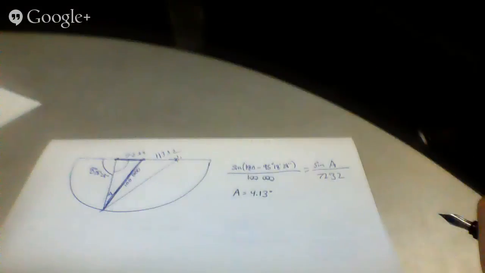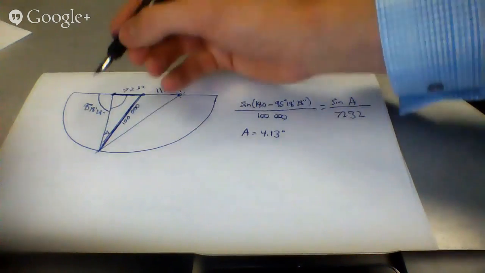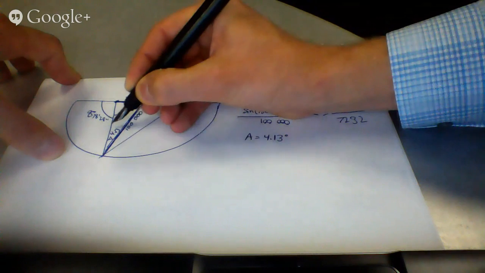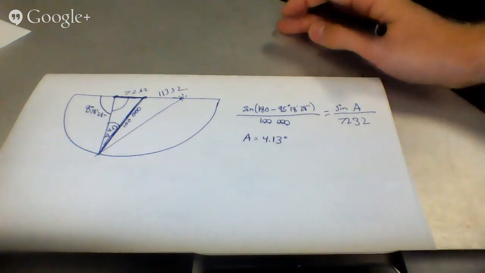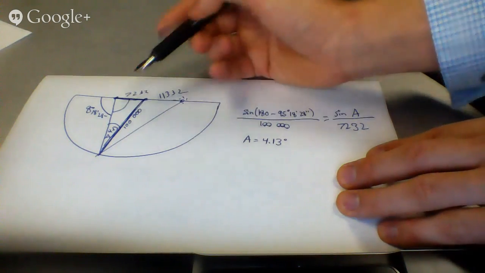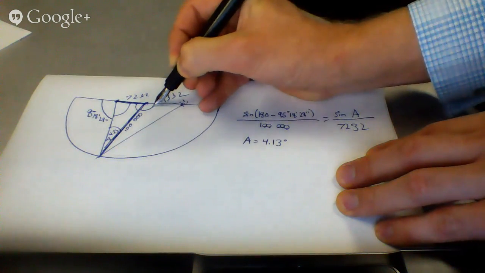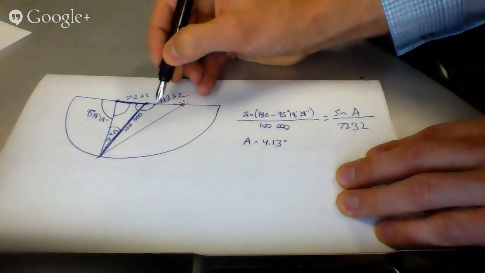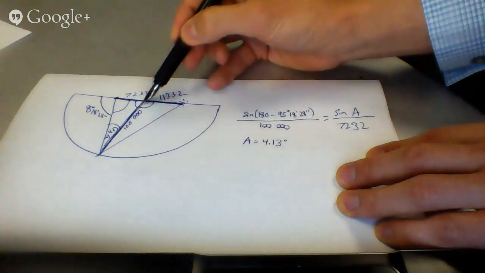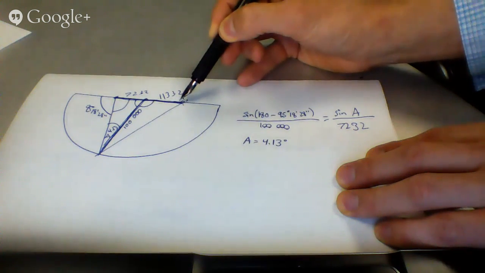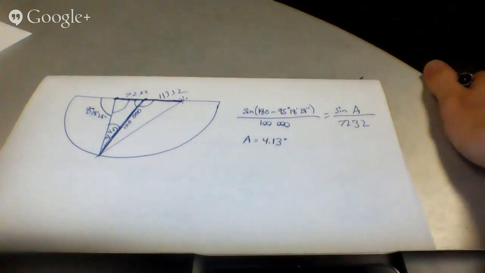So here's what I got, 4.13 degrees for A. So now we also know this angle here. Since we know two of these angles in the triangle, we can also get the third, which we take 180 from to get this one. And then in this triangle, we've got this side's 100,000, this side's 11,332, and we have the angle in the middle, which means what do we have to do to figure out the rest of that triangle?